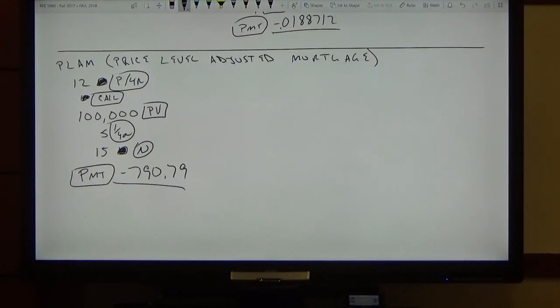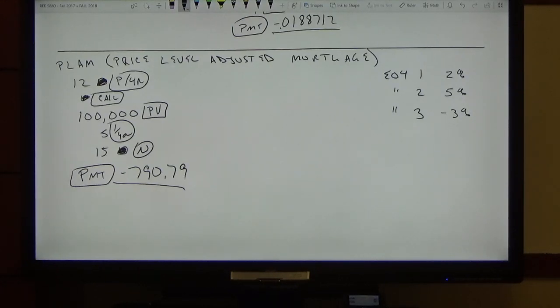Now, the way that these work is typically you're going to adjust the mortgage balance at the end of each year. The lender is going to look at whatever this index is, the consumer price index or some other inflationary index. Let's say that at the end of year one, that index value went up a positive 2%. End of year two, let's say it goes up by 5%. End of year three, let's say it goes down by 3%, to use Jeff's suggestion.